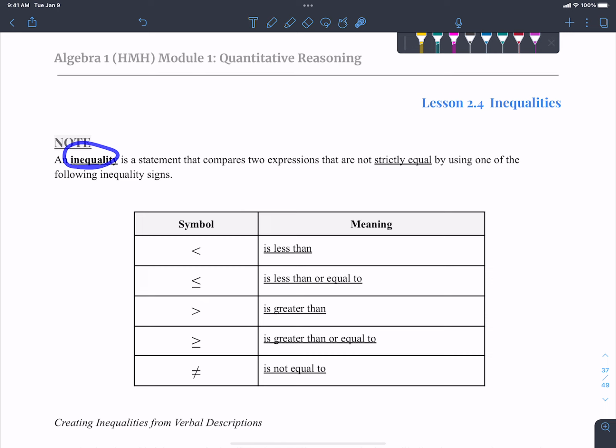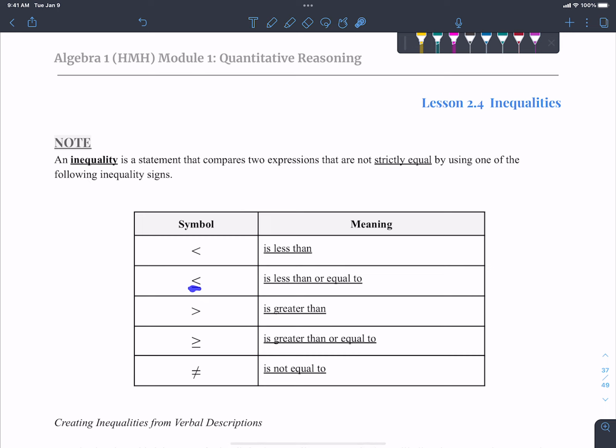An inequality is a statement that compares two expressions that are not strictly equal to each other by using one of the following inequality signs. There are 5 of them, right? Left is less than the right. Left expression is less than or equal to the right-hand side. In this case, the left expression is greater than.